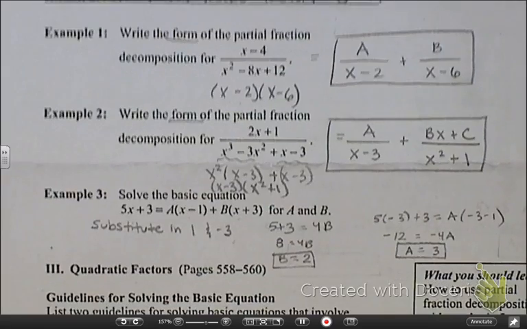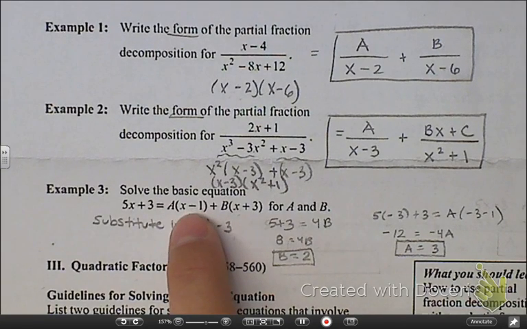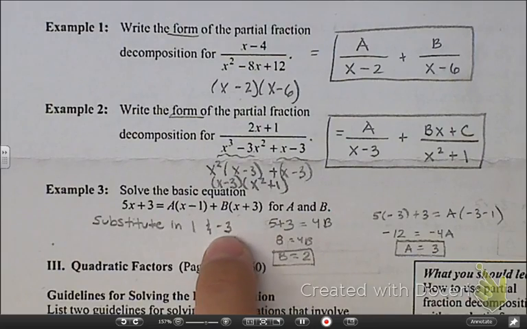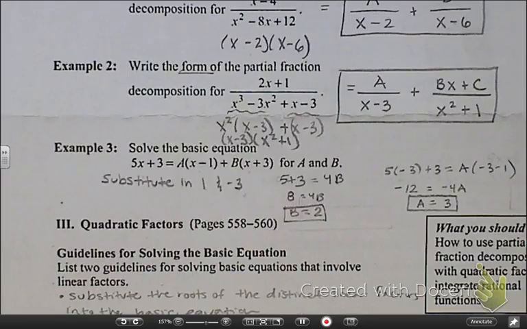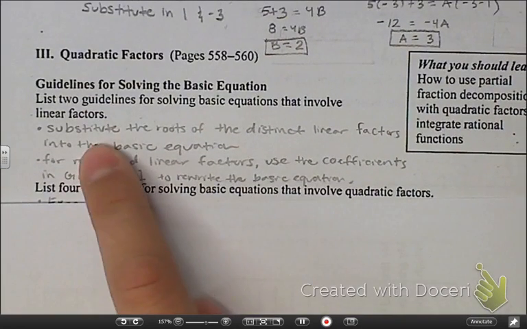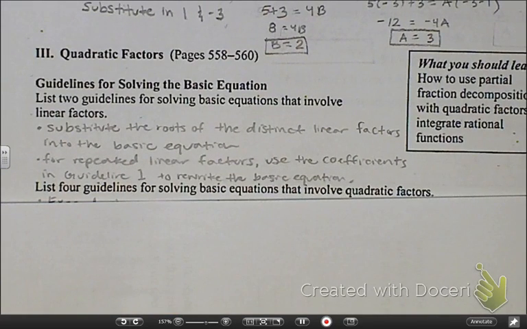And so like what we did here in this example 3, we wanted to find out what would make this equal 0. So that was the root of this factor, which was 1. And we wanted to find out what would make this equal 0, and the root of that factor is -3. So that's all that this first guideline is talking about. Substitute the roots of the distinct linear factors into the basic equation. That will help you to get rid of extra variables so that you can solve for just the one.